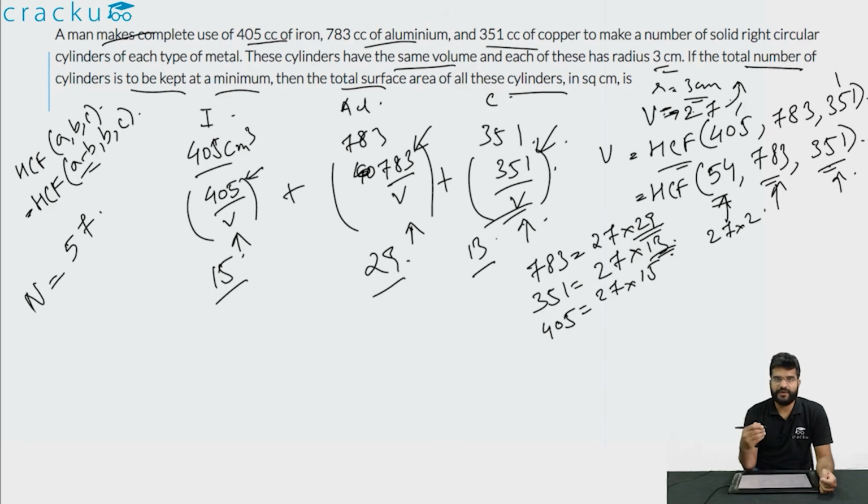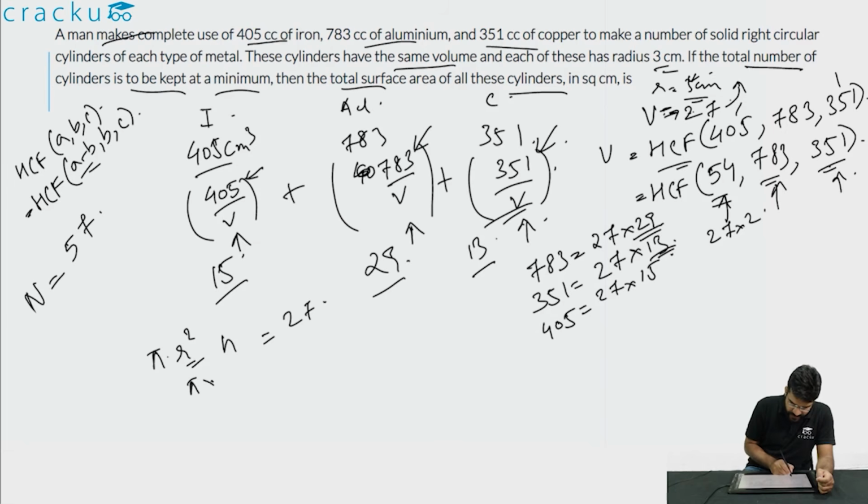We need the height to calculate the total surface area. So if the height is h, the volume of the small cylinder will be pi into r square into h. This is equal to 27. We know that r is equal to 3. So pi into 9 into h is equal to 27, or h is equal to 3 by pi.